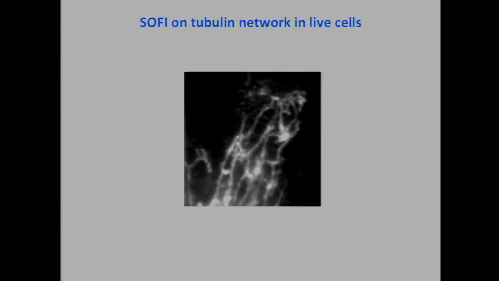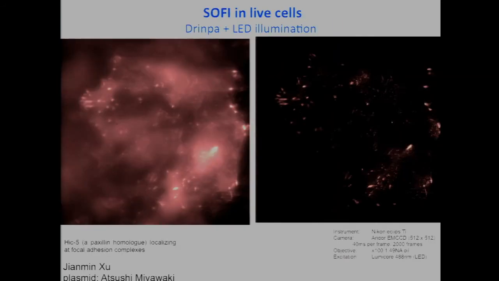This is labeling of the microtubule network with quantum dots in live cells, and this is actually not simple to do. This is done by microinjection. And this is a cell line that we received from our speaker in the afternoon, Atsushi Miyawaki. This is basically Dronpa, a fluorescent protein fused to Hic-5 in focal adhesions.